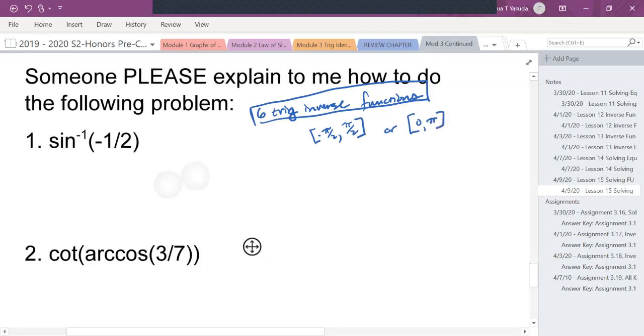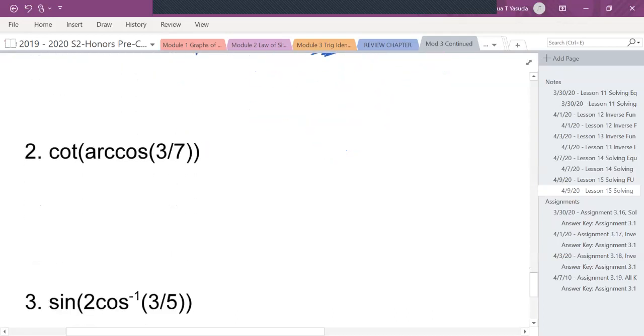Inverse sine is this one, negative pi over 2 to pi over 2. So where would inverse sine be 1/2? That would be pi over 6. So we're just going to say negative pi over 6. Simple as that.